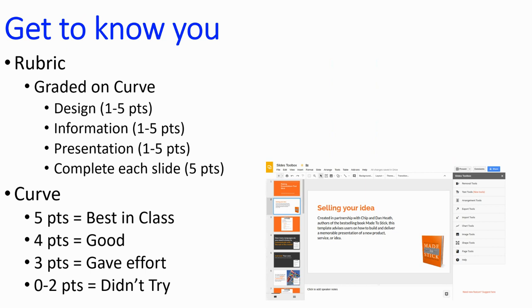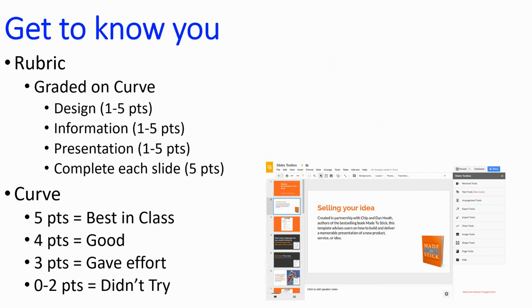Basically, design-wise, it's going to be from 1 to 5 points. Does it look like a billboard? Does it look like a thumbnail? 1 to 5 points. Information. Did you get the information across that the audience needs to hear? Is there enough information in your Google Slides to get the basic points? 1 being the worst, 5 being the highest.